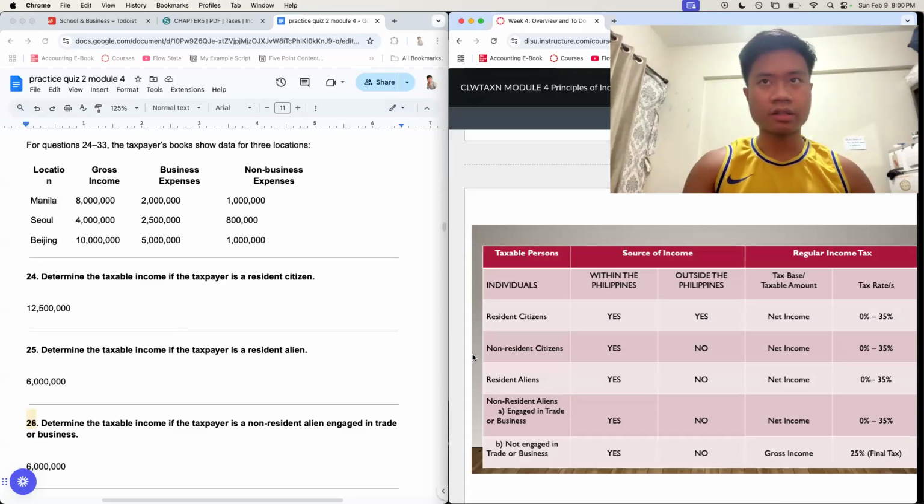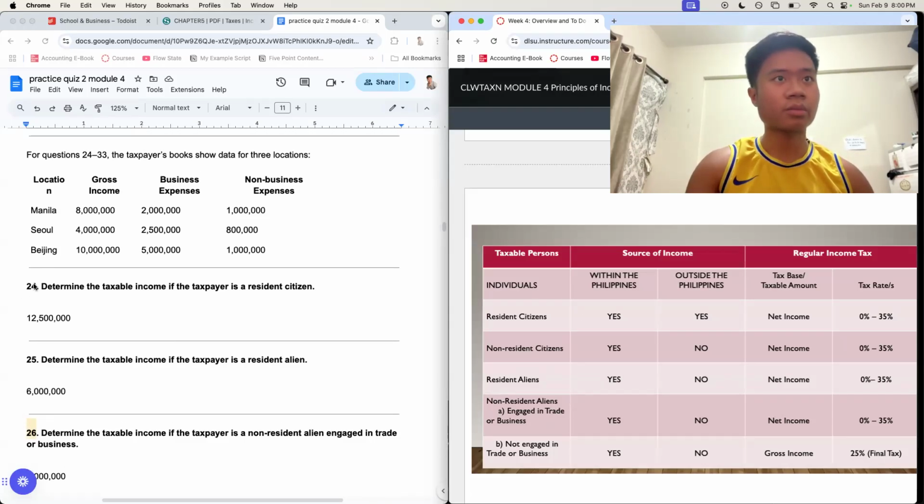So to solve these things, the table is very important. So let's start with number 24. What is the taxable income if the taxpayer is resident citizen? First, we want to read the question carefully. It says taxable income, not income tax.